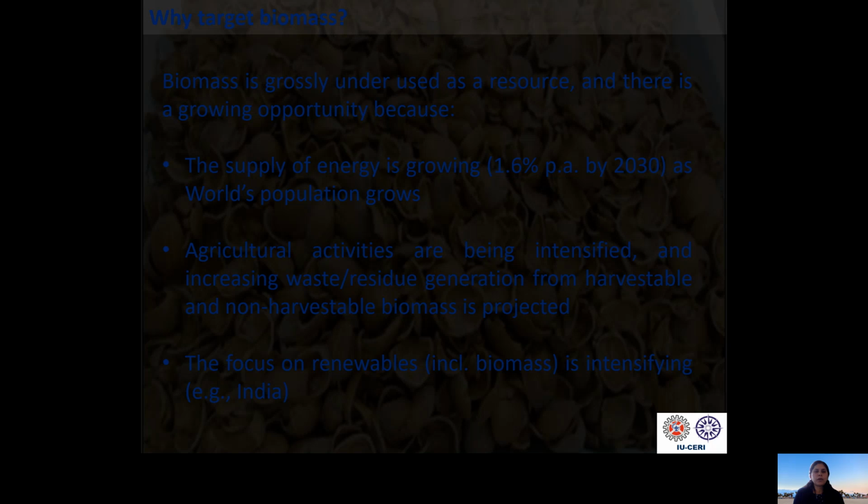So, a bit of background. Why target biomass? Biomass waste is ubiquitous, and biomass is grossly underused as a resource. There is a growing opportunity because the supply of energy is growing as we move towards renewables, and as the world's population grows, we need more energy intensification and we have to think about alternative fuels. Agricultural activities are being intensified, and increasing waste or residue generation from harvestable and non-harvestable biomass is projected. Biomass residue generation from crop yield is inevitable.